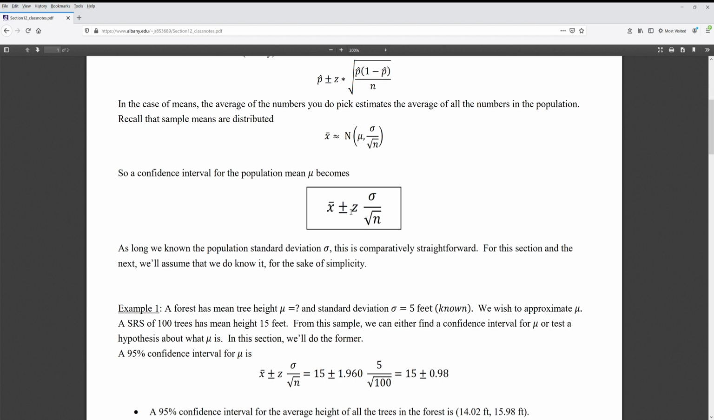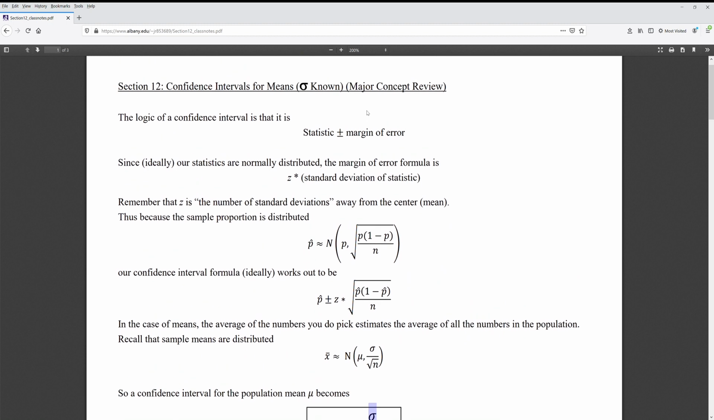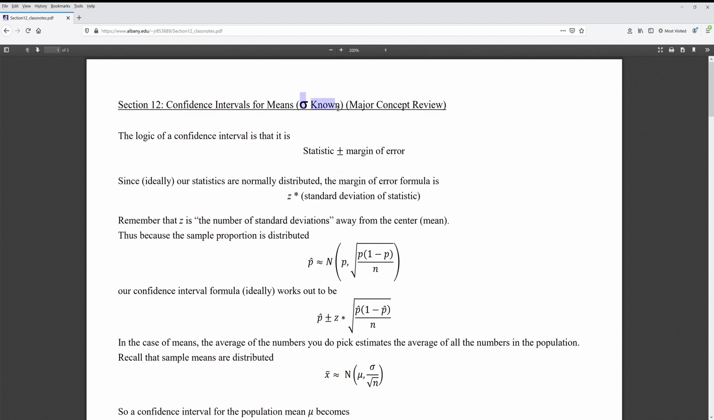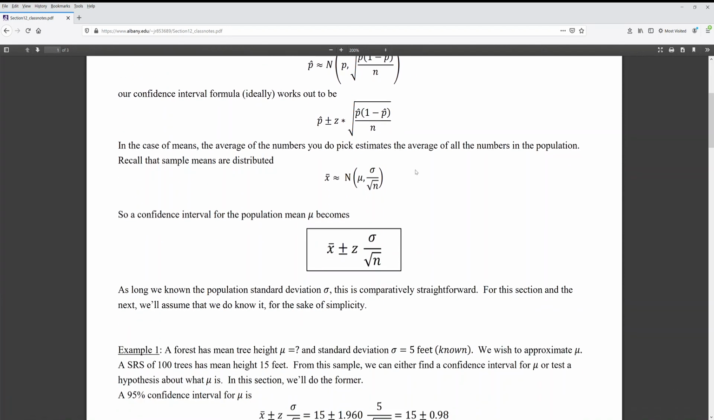So we know this, we know this, we know this. Really, it comes down to whether you know sigma or not. And this is where it gets a little bit complicated. The easiest way to do this is to assume that you know how the population varies. To assume that sigma is known. Yes, it's a little bit artificial.